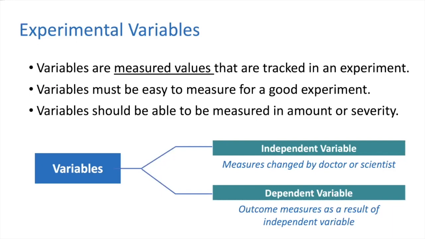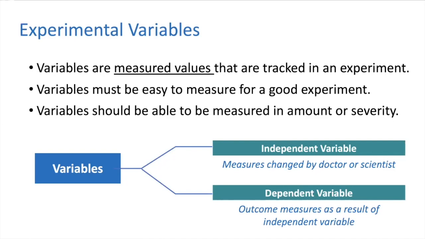When scientists perform experiments, they collect measured values as data. Variables are measured values that are tracked in an experiment. Variables must be easy to measure for a good experiment. Variables should be able to be measured in amount or severity.